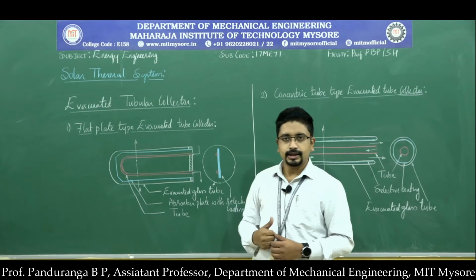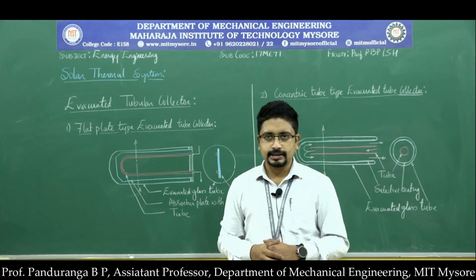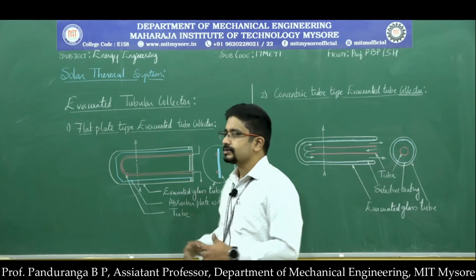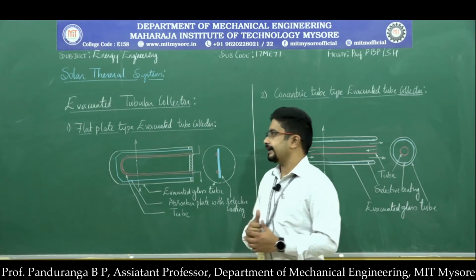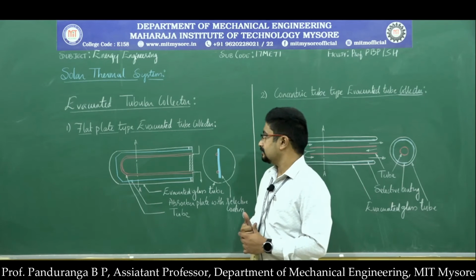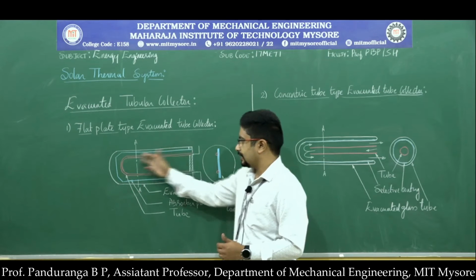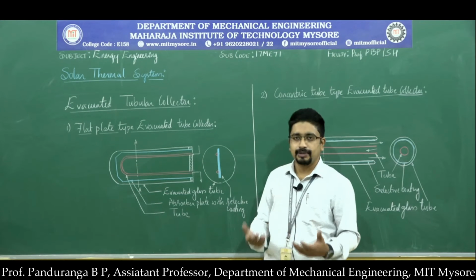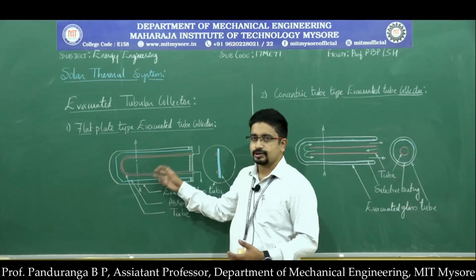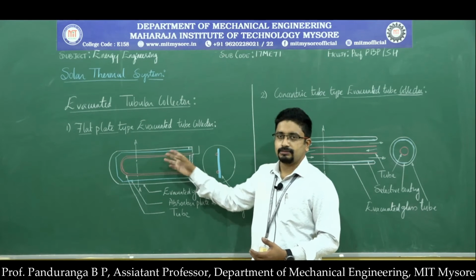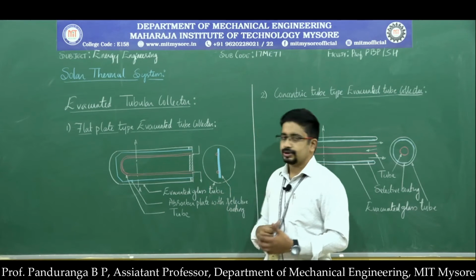So there are a large number of variations in the tubular collectors. We will study two such variations here. The first one is the flat plate type evacuated tubular collector. This unit represents a flat plate collector. We have the absorber, so the entire surface is the absorber surface, which is denoted by the blue line, and above that we have the tubes.